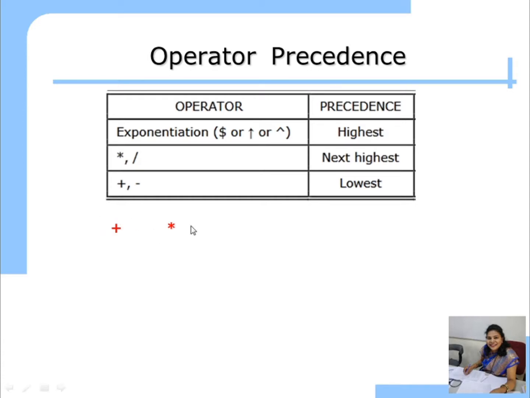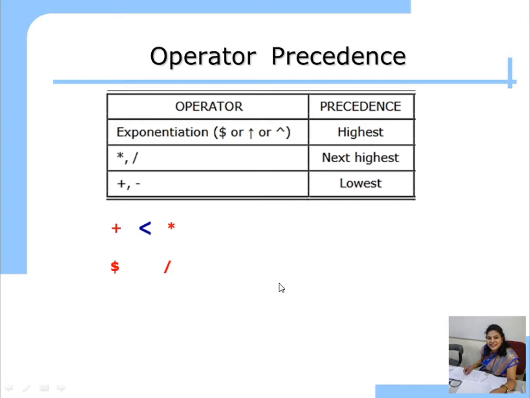Is plus greater than multiplication sign, or plus is lesser than, or plus is equal to multiplication sign? You can see that plus is at the lowest, multiplication is at the highest. So plus is lower, so the less than sign will come. Plus is less than multiplication.